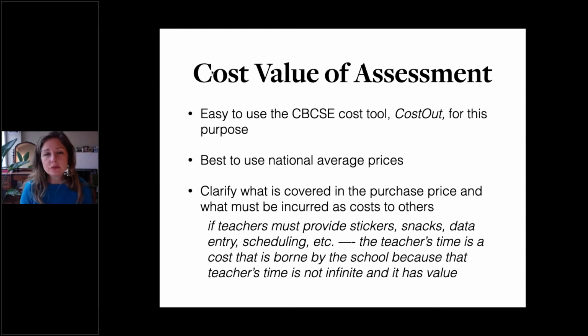In terms of taking that information and putting a dollar value on it, the CBCSE cost tool, it's called Cost Out. It's pretty simple to use. It allows for pretty simple calculations like this. You can easily put in a set of resources, a set of quantities, and there'll be the national average prices that we really quickly talked about earlier. We have a database there that pulls information from the Bureau of Labor Statistics and NCES and other sources like that, so that you can have national average prices available for you. So that could be a really easy way to do that.